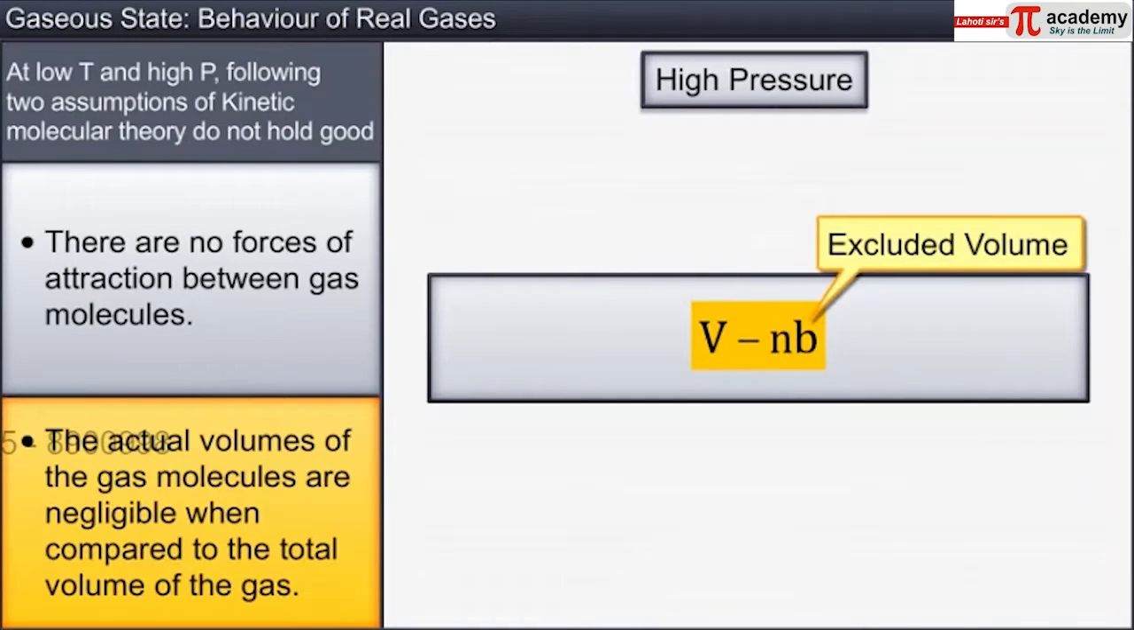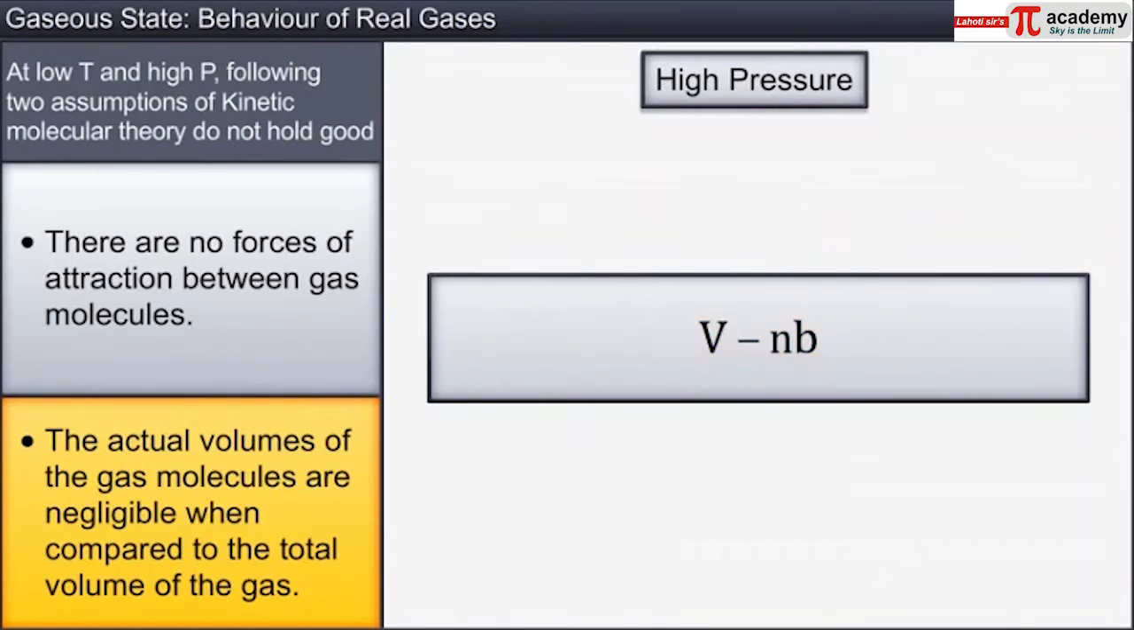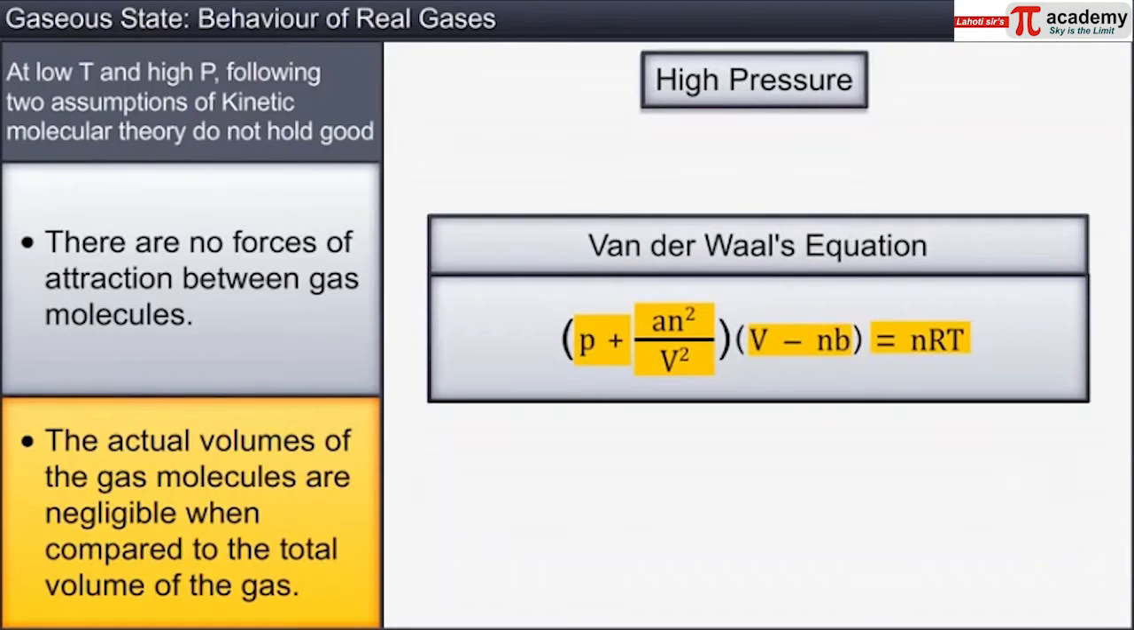B is excluded volume, which is constant and characteristic for each gas. After substituting the two corrections of pressure and volume in the ideal gas equation, PV is equal to nRT, we get (P + an²/V²)(V − nb) = nRT. This equation is known as van der Waals equation.